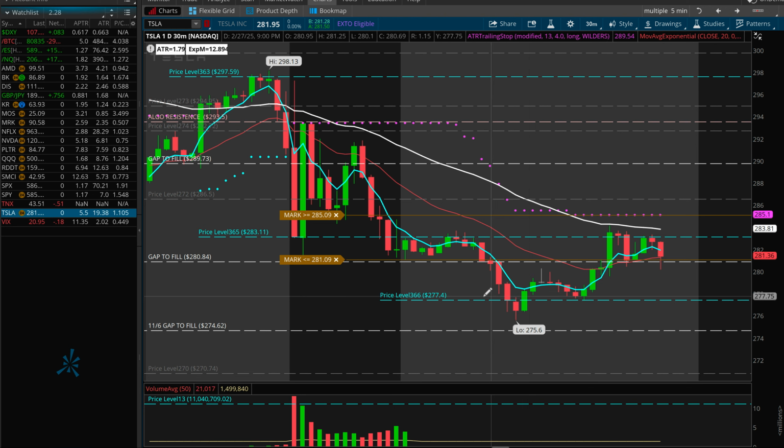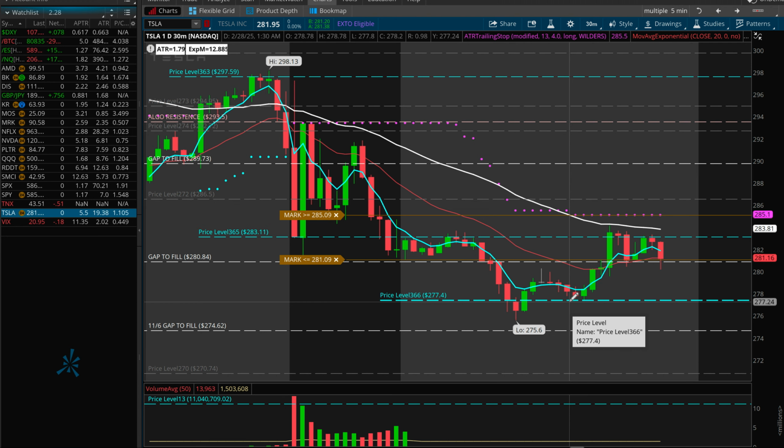It stopped us in this area for a reason. I need to remember that place. So if by chance we lose this support here at 280.84, we could very well come down to 277.40. Why? Because price has held us up at this place before.